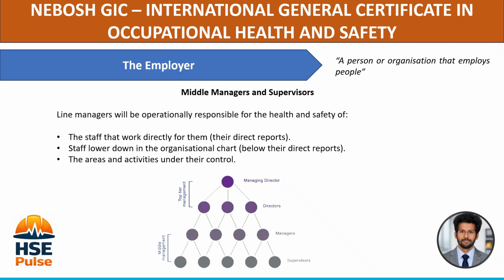Continuing, what are the roles and responsibilities of middle managers and supervisors? Line managers will be operationally responsible for the health and safety of the staff that work directly for them, which means their direct reports. They are also responsible for staff lower down in the organization chart below their direct reports, and for ensuring that the areas and activities under their control are safe.